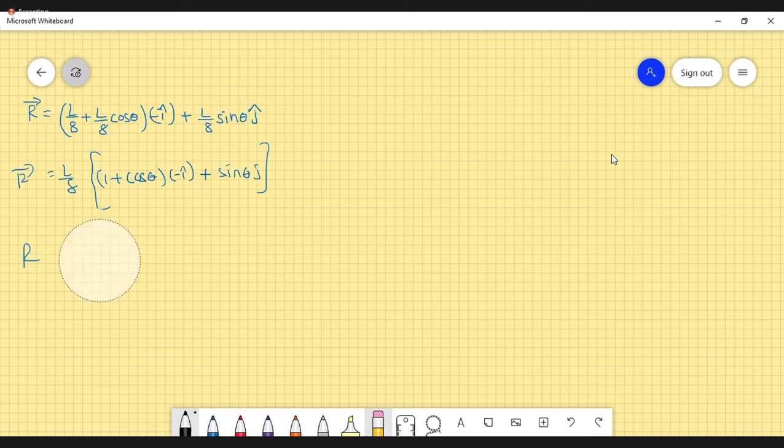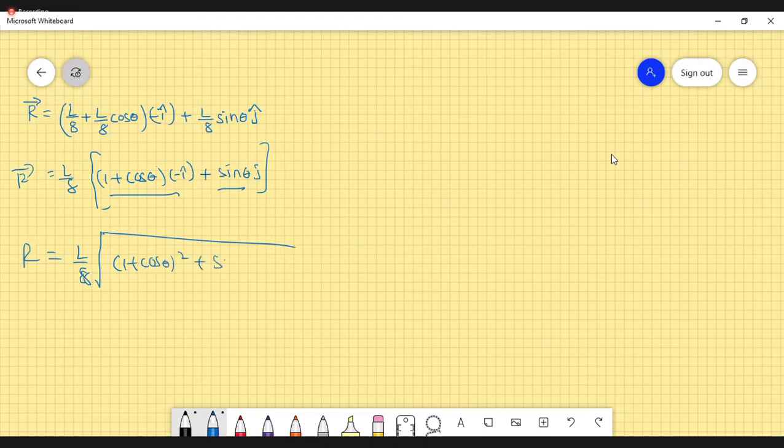So this is the x term, this is the y term. Taking the common term outside. We can take. So now (1 plus cos theta) whole square plus sin square theta.